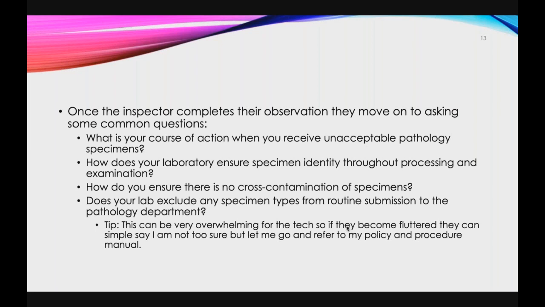So our requirement is, you need to have some sort of policy or procedure for unacceptable pathology specimens. You have a rejection log, things like that. They may question, oh, where is your rejection log? Where is it? And you'll have to produce that. So those are the types of questions that we're looking at with the pre-analytical phase.